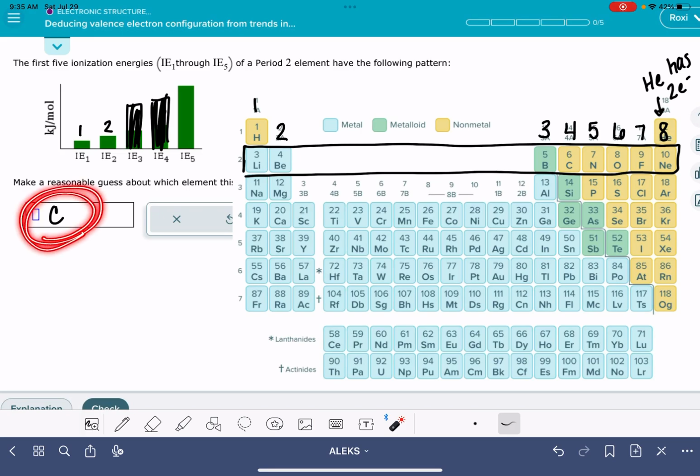ALEKS wants you to just write the atomic symbol, not the full element's name. So for mine, because I have carbon, I'm just writing the symbol C.